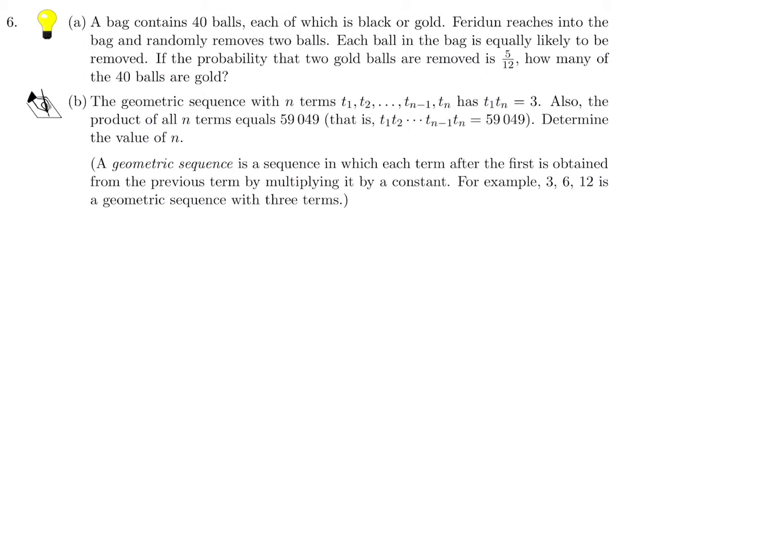A bag contains 40 balls, each of which is black or gold. Fermat reaches into the bag and randomly removes 2 balls. Each ball in the bag is equally likely to be removed. If the probability that 2 gold balls are removed is 5 over 12, how many of the 40 balls are gold?